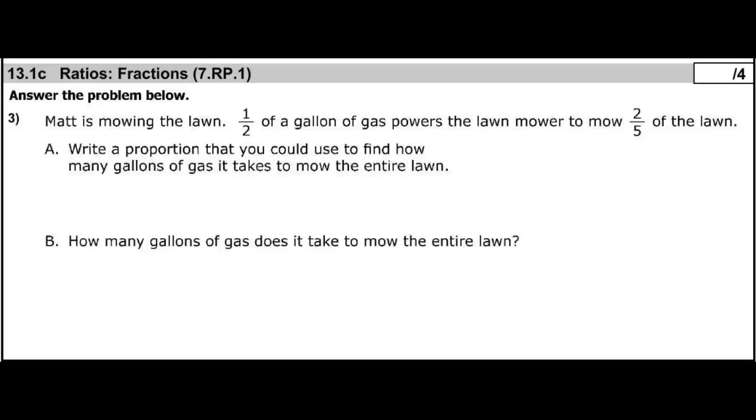So this has two parts. We know that Matt's mowing a lawn. Half a gallon of gas powers the lawnmower to mow 2/5 of the lawn. The question is, how much gas is required to mow the entire lawn? So the first thing we want to do is identify the parts here. Remember, the half gallon of gasoline, that's the ingredient. That's the thing we're using. Whereas the 2/5 lawn, that's the task.